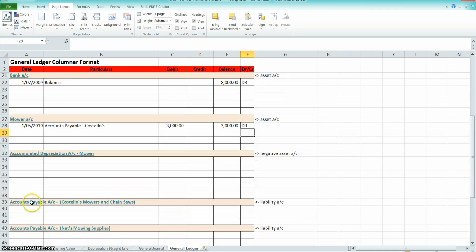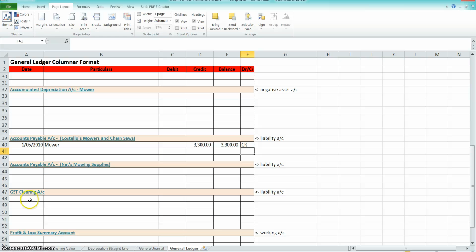Then we'll scroll down and find the accounts payable. So here it is here, Costello's, 1st of May 2010, mower. And that'll be the credit side, 3,300. So we've got 3,300 balance, credit. Okay, and then finally, the last one we had was GST clearing. Chuck in the date, it was for the mower, and it was in the debit side, $300 debit. Okay, as easy as that.